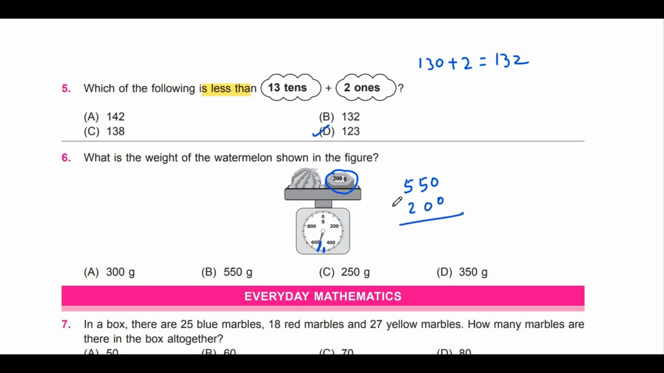So let's take this away. So 550 minus 200, we get it as 350. So take a look at the figure very carefully and see and then answer it. So our final answer is 350 grams.